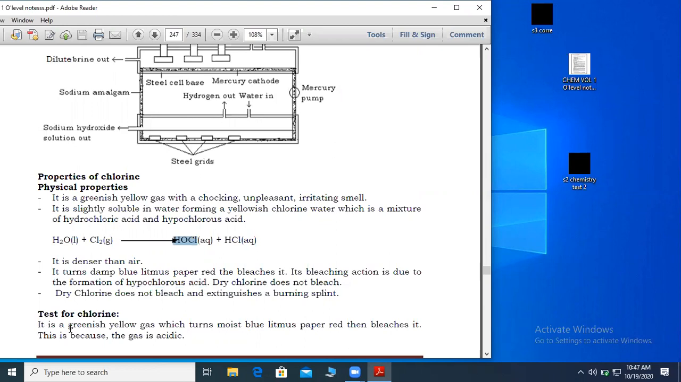And the test for chlorine: it is a greenish yellow gas which turns moist blue litmus paper red and bleaches it. That's how chlorine works. It turns moist blue litmus paper to red and bleaches it. We shall stop there for chlorine for today.